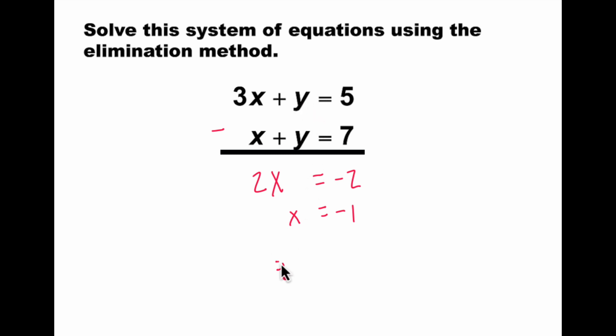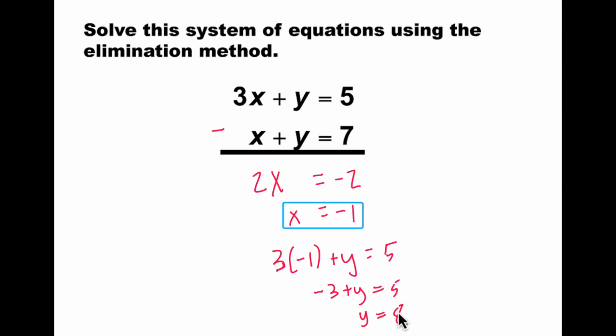So 3 times negative 1 plus y equals 5. Negative 3 plus y equals 5. So y is equal to 8. So the solution to this system is x is equal to negative 1 and y is equal to 8.